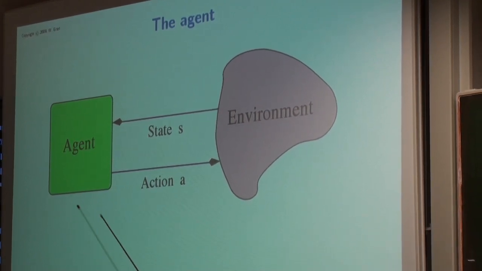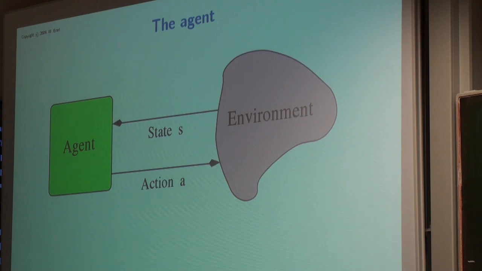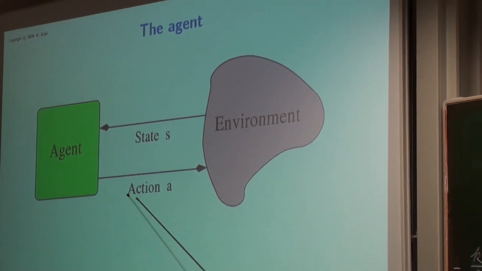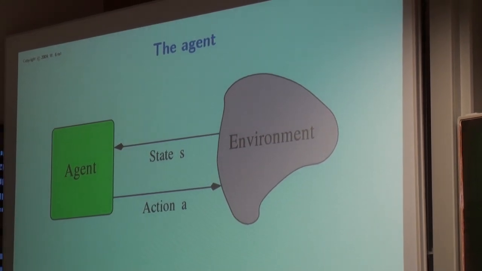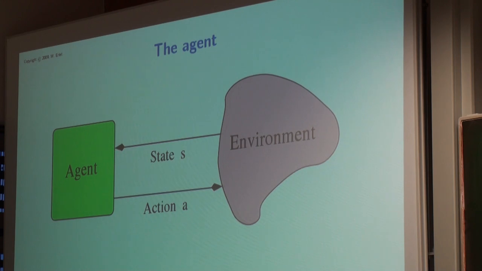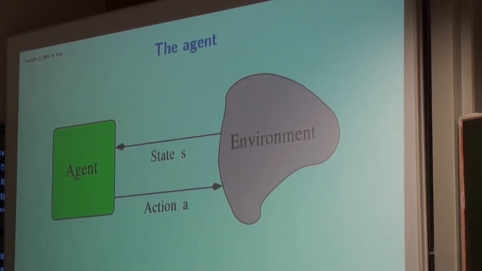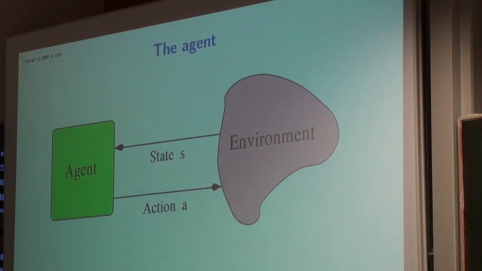First of all, our agent now is an autonomous agent that only interacts with the environment. So the agent decides to take some action, and then the action is performed, and the action, of course, has some influence on the robot and the environment. So the world may change due to the action the robot performs. And now the agent has to observe the environment. The agent has to observe the state of the world.